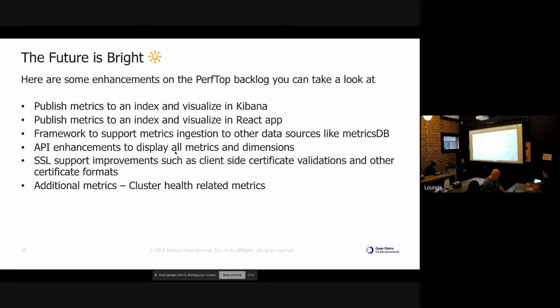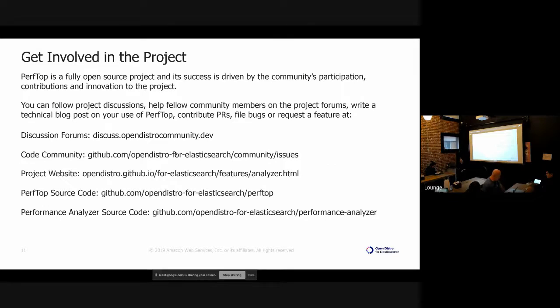SSL improvements that we'd like to see. It already has baseline SSL support, but we'd like to see client-side certification, certificate validations, as well as supporting different kinds of certificate formats. So these are just some of the examples of requests that people have made, depending on the Elasticsearch cluster, the setup that they have. And additional metrics. That's always useful, right? Because there may be some metric that's important to you that may not be available in this performance diagnostics plugin yet. So please take a look at the backlog.